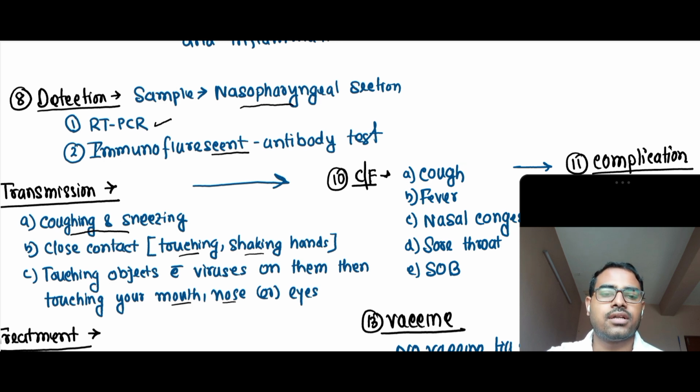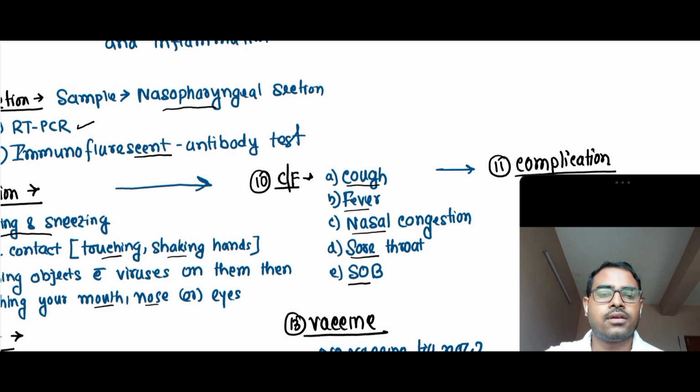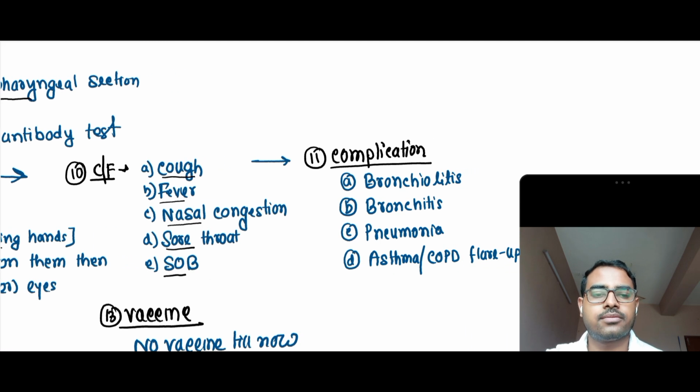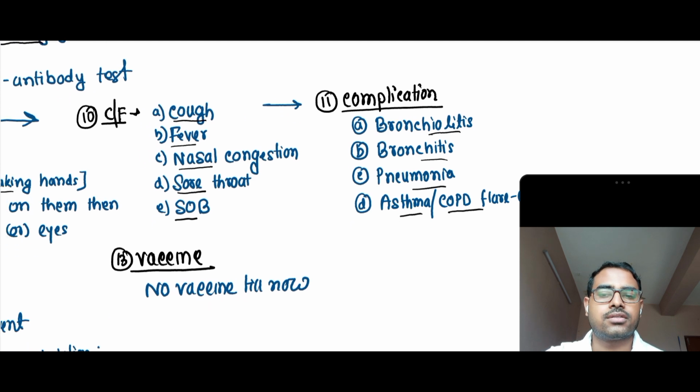Clinical features: like all viruses, flu-like infection occurs, with cough, fever, nasal congestion, sore throat, and so on. It can produce some complications in immunocompromised patients, like bronchiolitis, bronchitis, pneumonia, and flare-ups of asthma and COPD can occur.